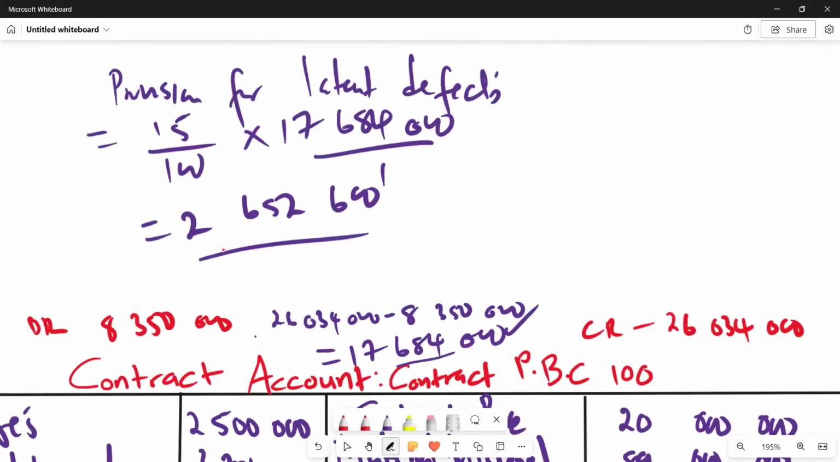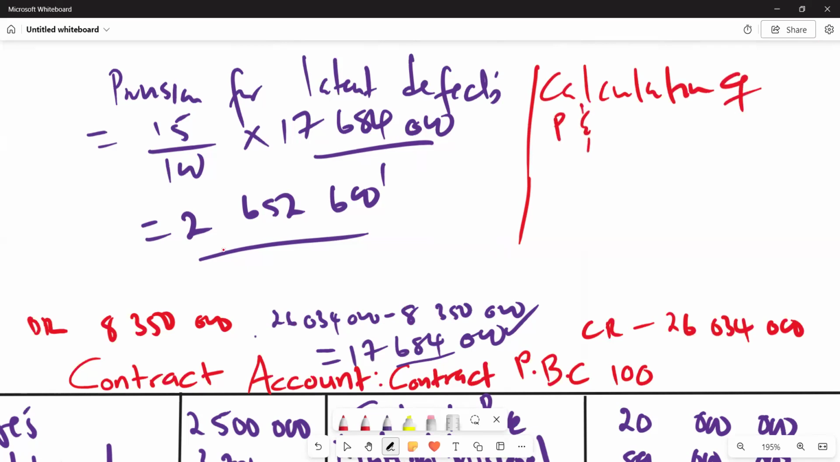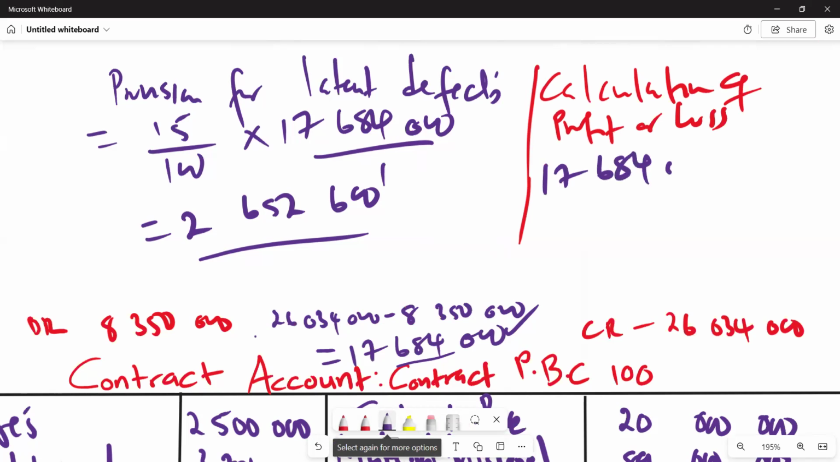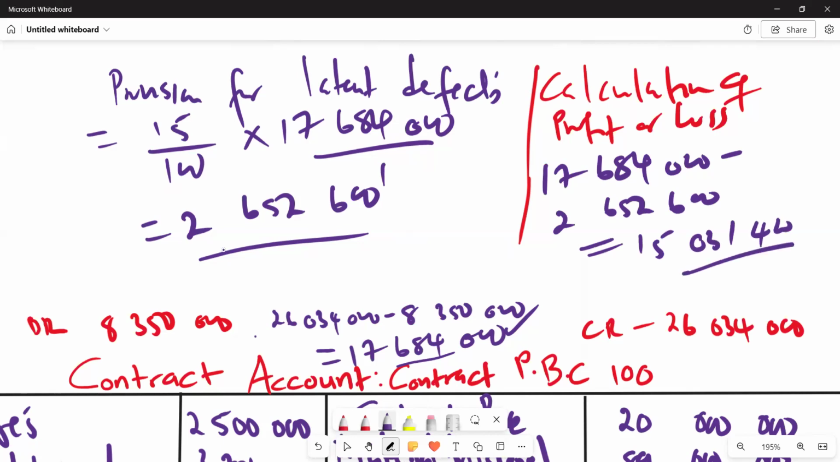So it's now very simple. We'll say the calculation of our profit and loss figure. Our total expected profit is 17,684,000. Then we subtract 2,652,600. And when you calculate it like that, you're going to get a figure of 15,031,400. So this is the figure that is supposed to be transferred to the profit and loss.